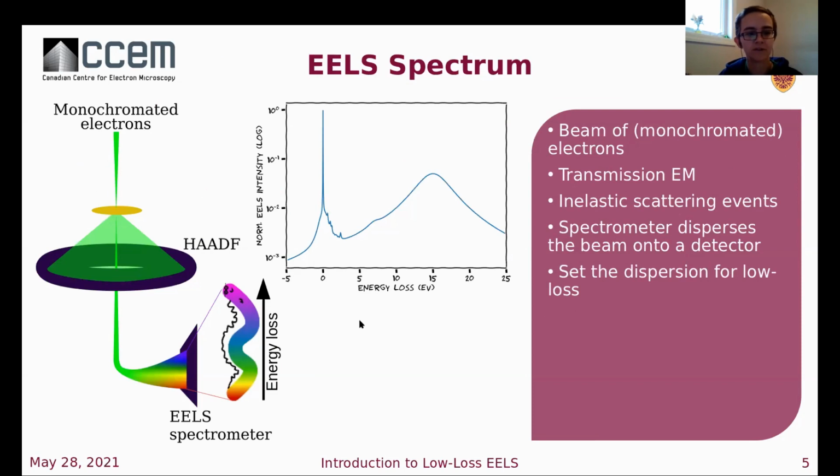After the beam interacts with the sample, I want to collect the inelastically scattered electrons using my spectrometer. My spectrometer stretches out my spectrum and disperses the beam onto a camera. I integrate my camera to achieve a spectrum. There are lenses inside the spectrometer that allow me to stretch this spectrum to achieve the high dispersion that I need to do low loss EELS, and to also shift the spectrum up and down in energy so I can place the peaks where I want them to be on the camera.